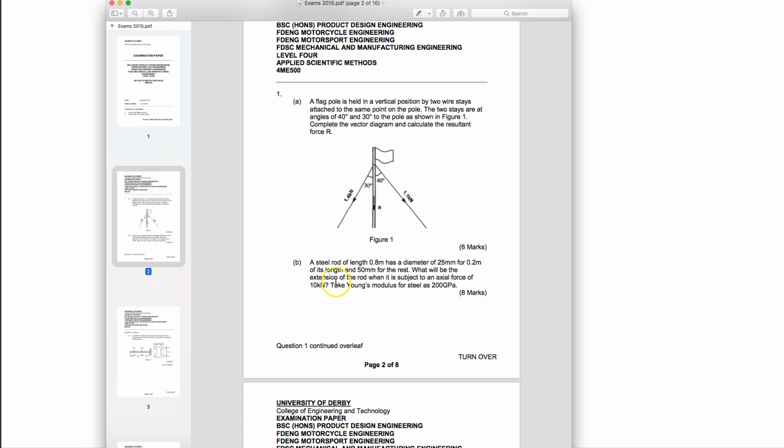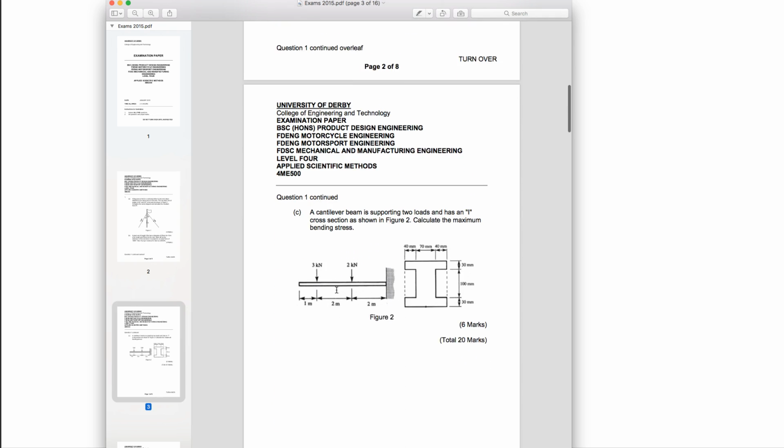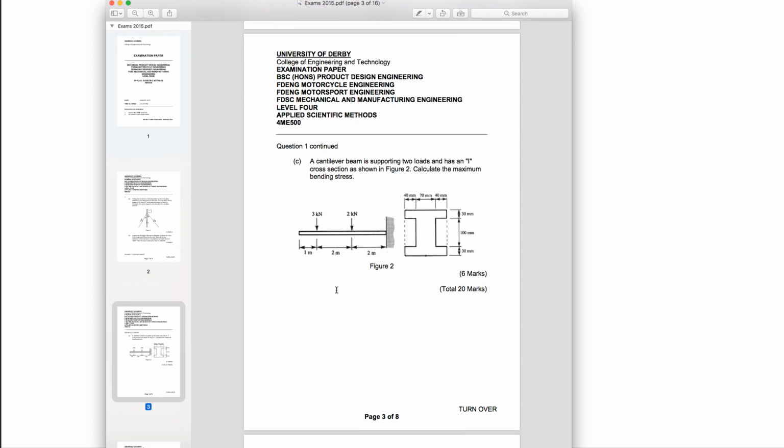Okay, so this is looking like stress strain. Extension, strain. So that's changing length over original length. Okay, not too bad. Perfect, this is what we want to see.